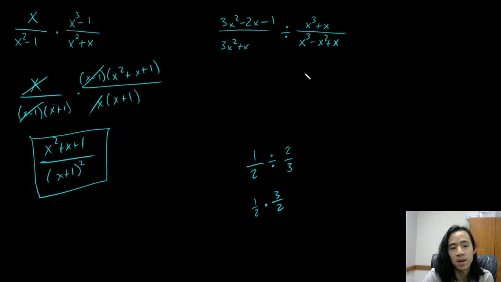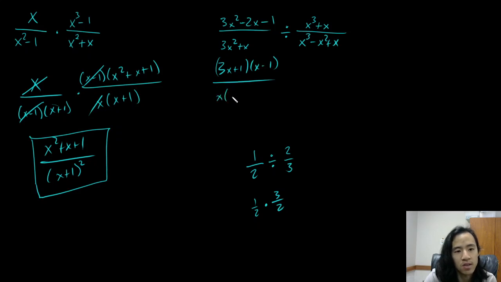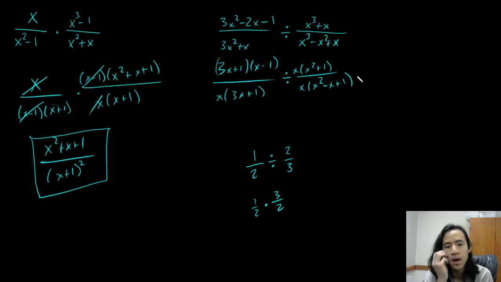Well, we're going to do the same exact thing, except I'm just going to factor everything first. So the top one, I'm just going to have 3x plus 1, and then x minus 1 here. At the bottom, you can factor out an x, so we have 3x plus 1 here. And then we still have division, and let's go ahead and factor some more. So we have x and then x squared plus 1 at the top. And then at the bottom, we can factor out an x, and we'll have x squared minus x plus 1.